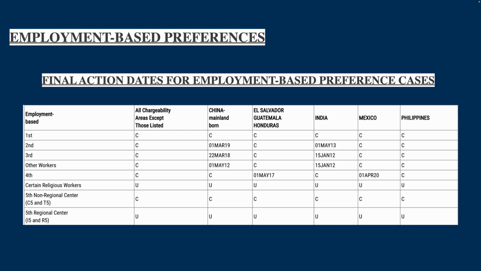And U stands for unauthorized or not available. So for 5th Regional Center and certain religious workers, data is not available. But for employment-based visa first, second, third, other workers and fourth, and 5th non-regional center C5 and T5, the National Visa Center is now processing green card numbers for current final action dates. They're on the current date now. So you will have your green card in the next few months.